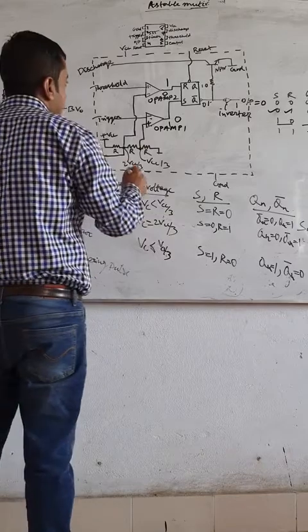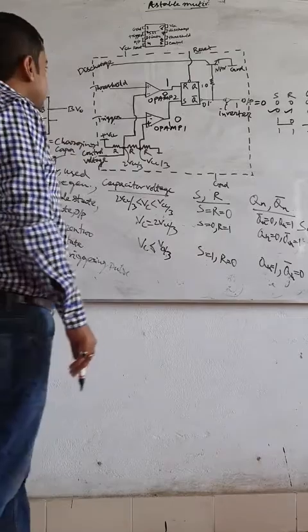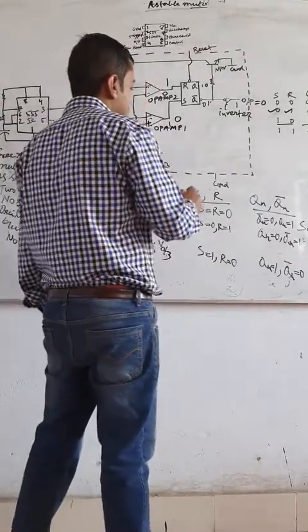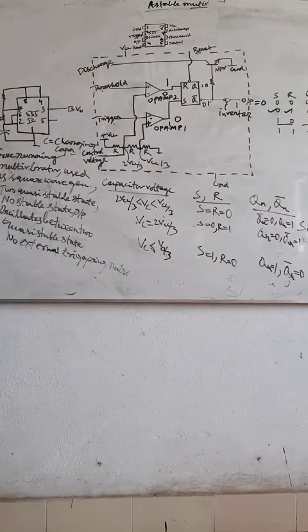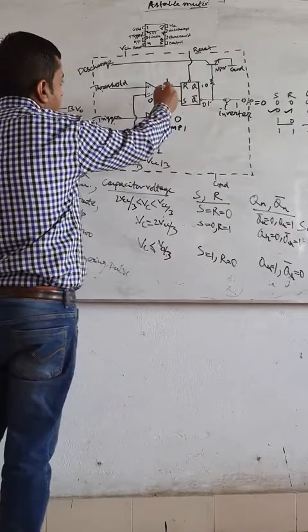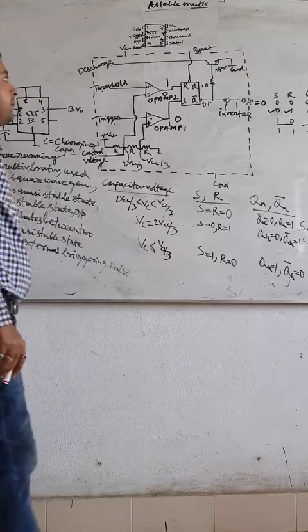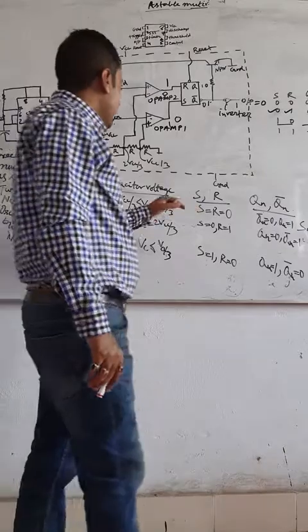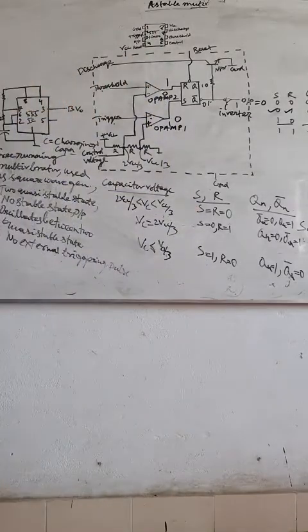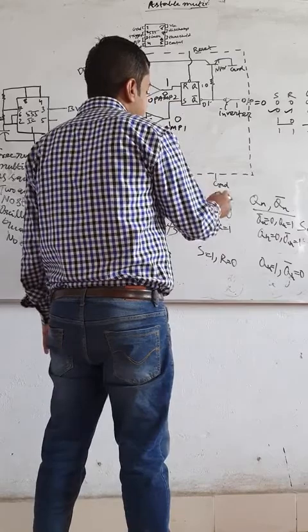So if the capacitor voltage is in between 2 VCC by 3 and VCC by 3, the S and R have equal value, and S equal to R will become 0. Outputs of op-amp 1 and op-amp 2 are connected with the bistable flip-flop. So both S and R will become 0.